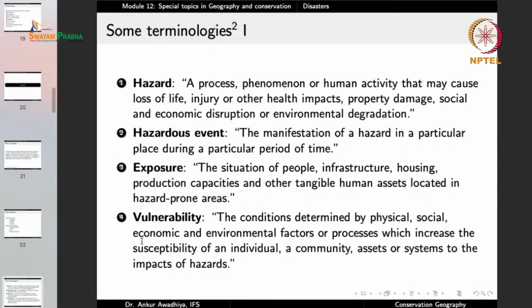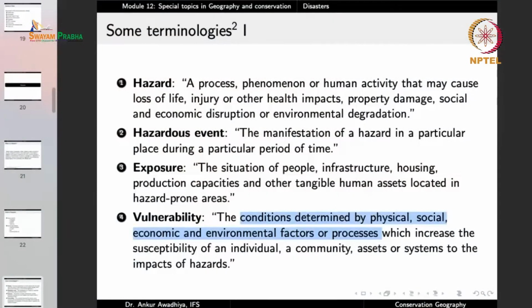It is just that the area is hazard prone. Then we say that there is exposure. Now, when you have exposure, you can have vulnerability: the conditions determined by physical, social, economic and environmental factors or processes which increase the susceptibility of an individual, community, assets or systems to the impacts of hazards. So the hazard is the same, but the susceptibility may be high or it may be low.